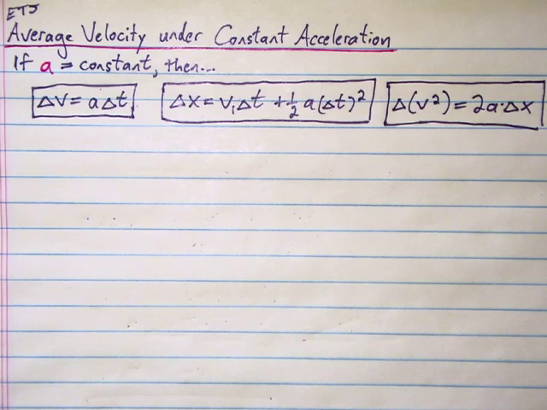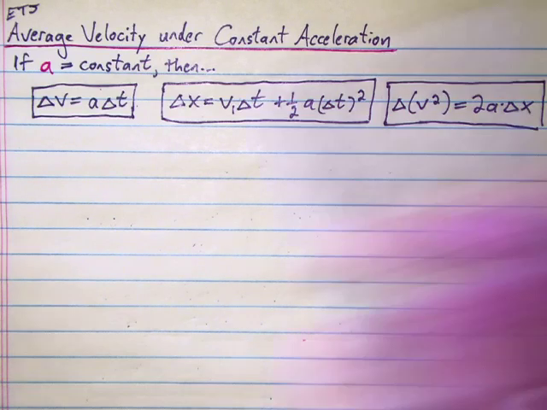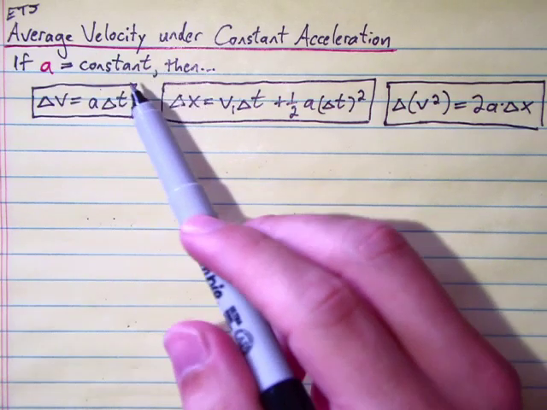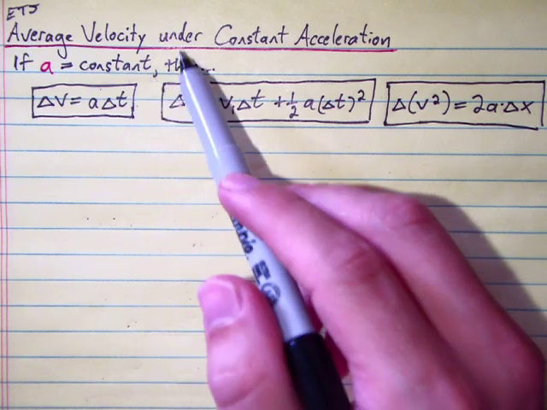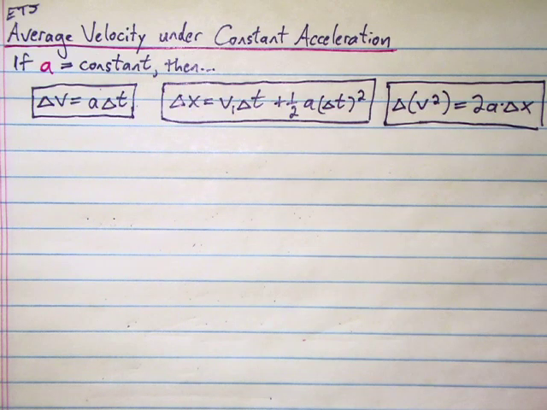We can come up with a neat little expression for the average velocity of an object between two events when it's moving under constant acceleration. We have our three constant acceleration equations right here. Let's use a couple of them here to come up with our expression.